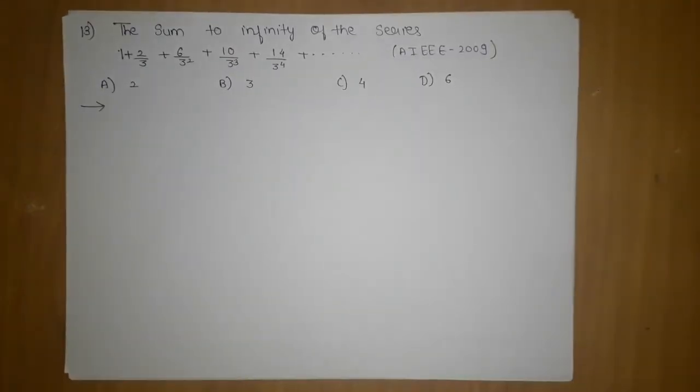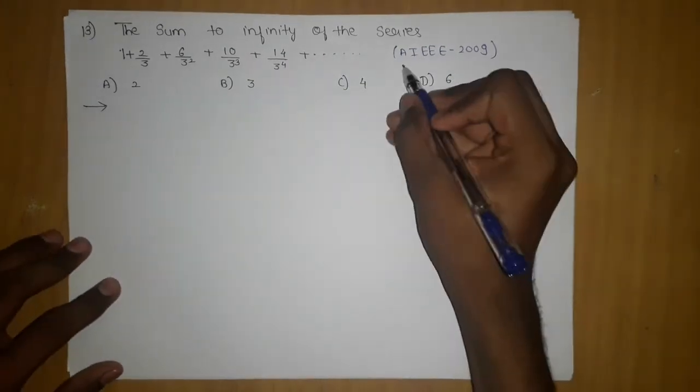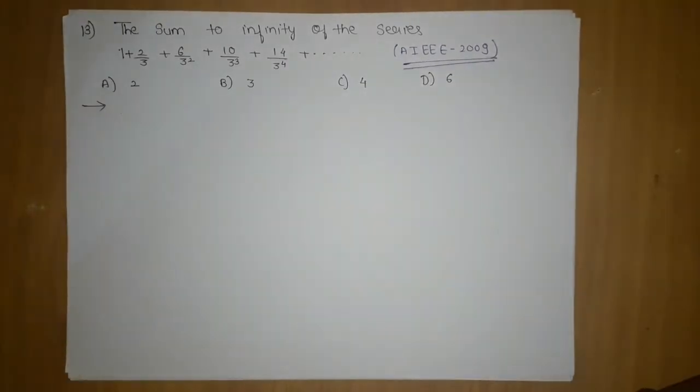Which is the 13th question. Let me take the question. The question is: the sum of the infinite series 1 plus 2 by 3 plus 6 by 3 square plus 10 by 3 cube plus 14 by 3 power 4 and so on. The options are: first option is 2, second option is 3, third option is 4, fourth option is 6. Again, this question has been asked in AIEEE 2009.